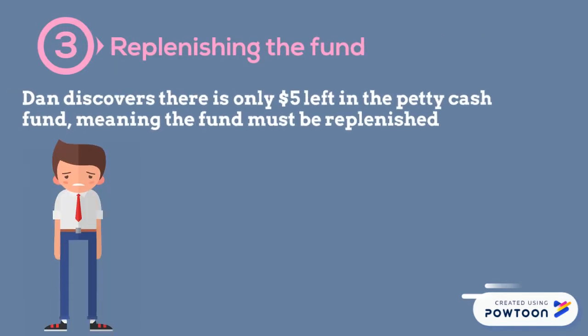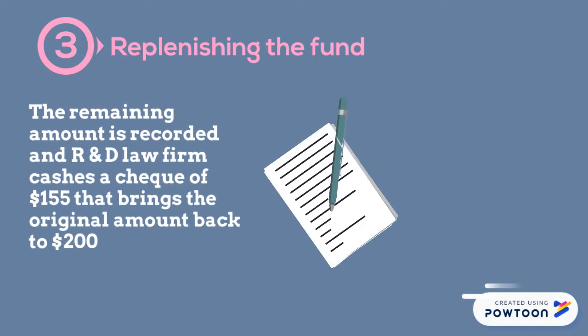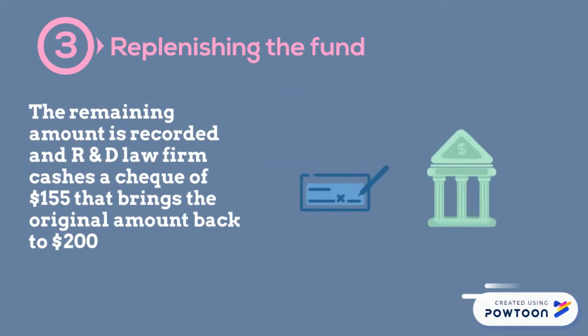Replenishing the fund. Dan discovers that there is only $5 left in the petty cash fund. Therefore, the fund must be replenished. To do so, the remaining amount is recorded and R&D law firm cashes a check of $155 that brings the original amount back to $200.